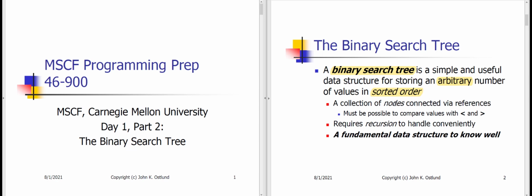Basically, a binary search tree consists of a collection of nodes hooked together by references, and we need to be able to compare values in whatever data type we're storing in the tree for order, that is, for less than and greater than ordering.